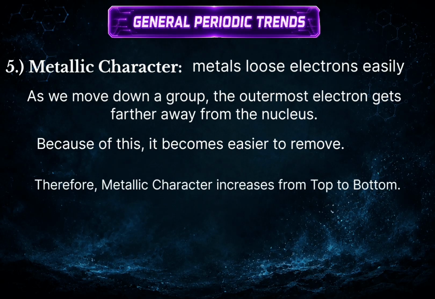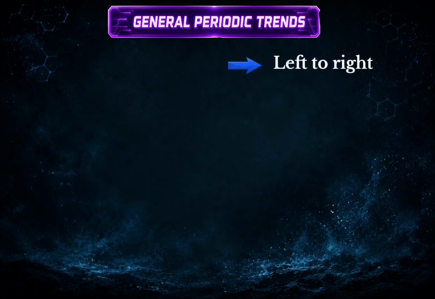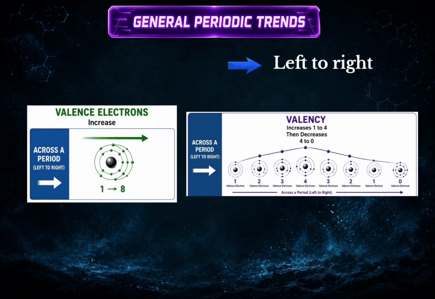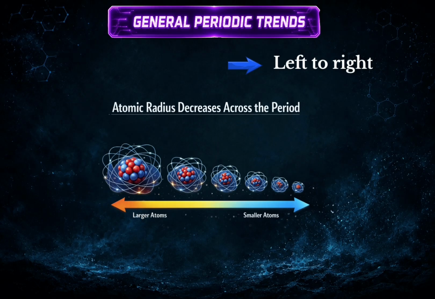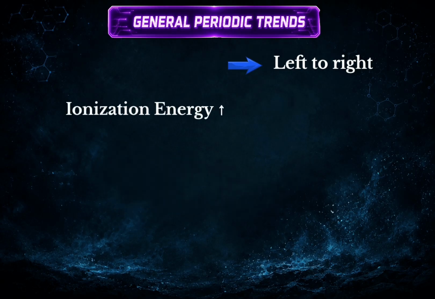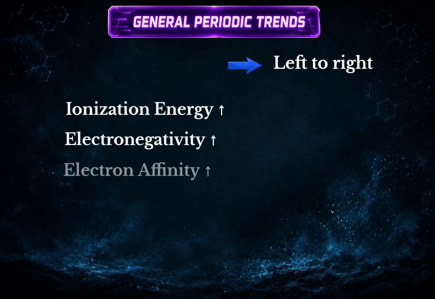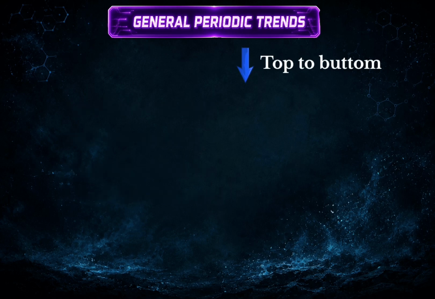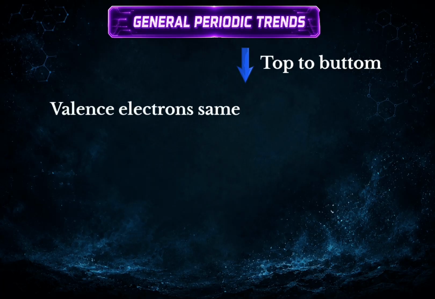Now let's quickly summarize everything. From left to right, valence electrons increase. Valency increases from 1 to 4, then decreases from 4 to 0. Atomic radius decreases. Ionization energy increases. Electronegativity increases. Electron affinity generally increases. Metallic character decreases. From top to bottom, valence electrons remain the same.